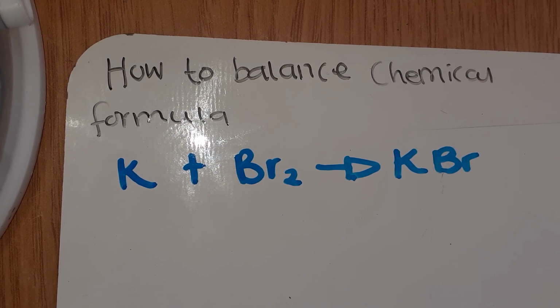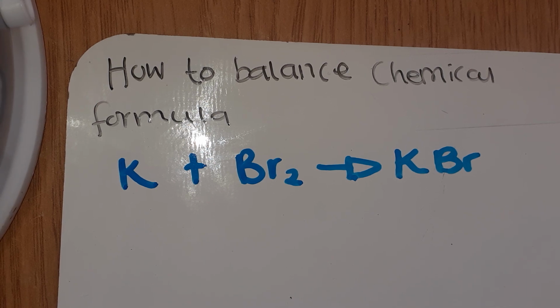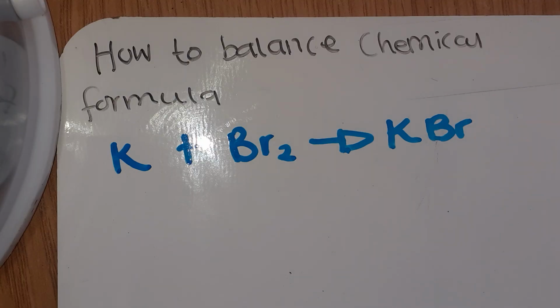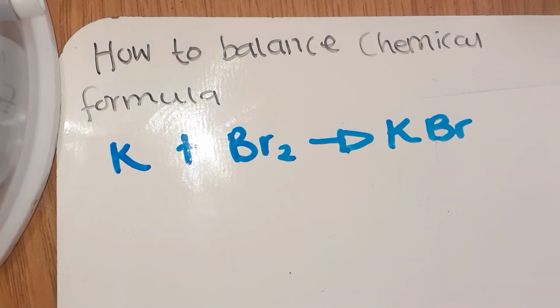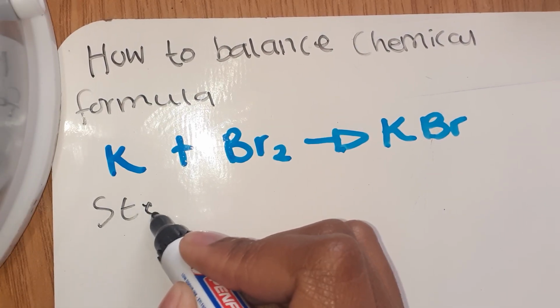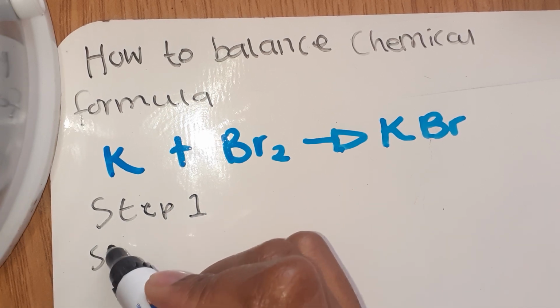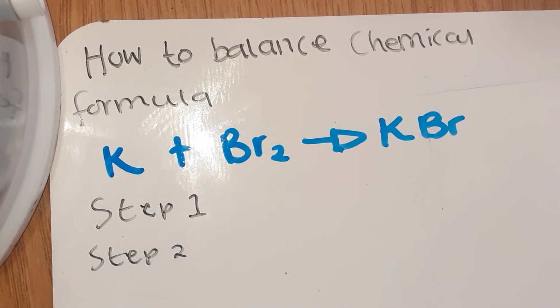So today we will be showing you how to balance a chemical formula. The first thing you have to check is which ones are metals and which elements are non-metals. That is the first step that you have to take. The first thing you have to know is which ones are metals and which ones are non-metals.